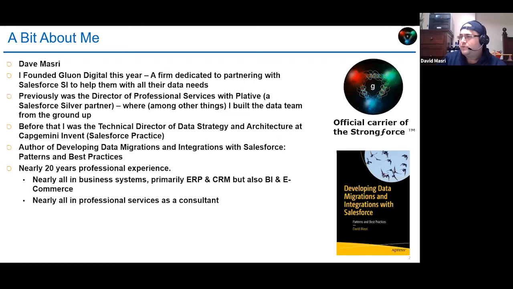So I've been doing this for about 20 years and came up through the enterprise system space before moving into CRM. Worked with a ton of different CRM systems, BI systems, e-commerce. Most of my career has been in professional services.